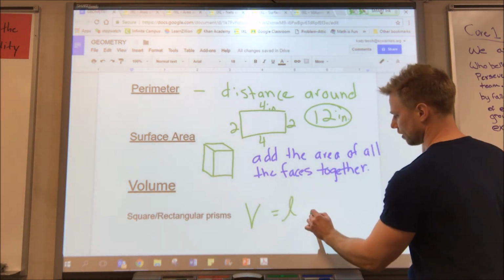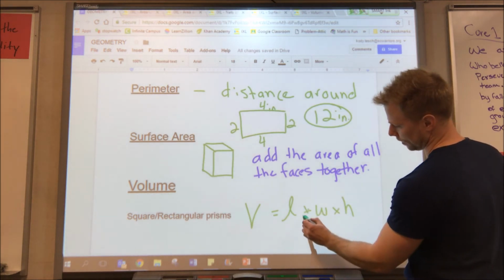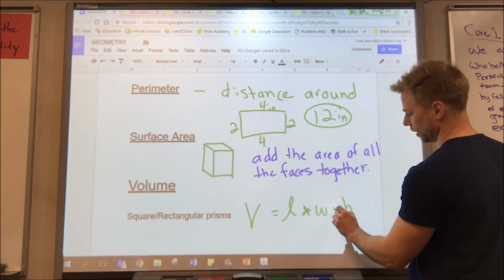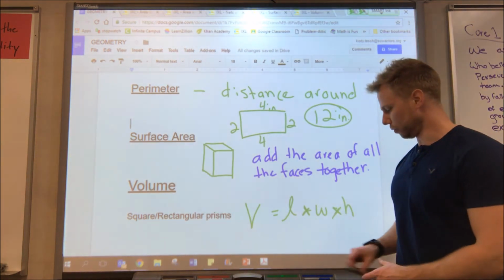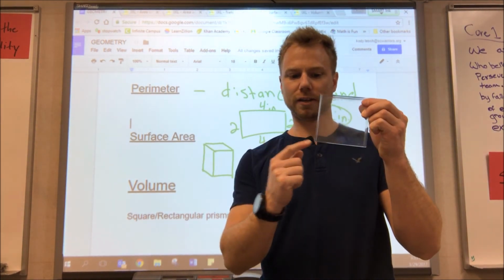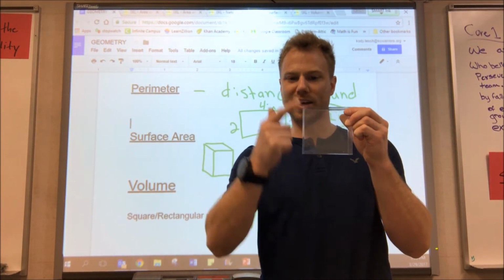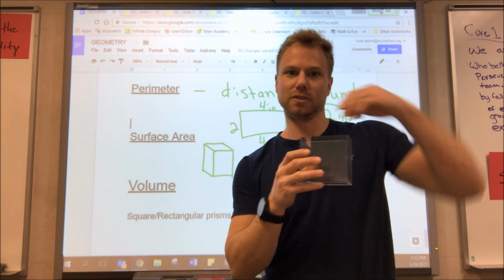It's just length times width times height. Okay, length times width times height. So make sure you get that formula written down. Pretty straightforward. So if you had something like this, you have the length, you have the width, you have the height, you just multiply those 3 together, tells you how much fits inside of there.